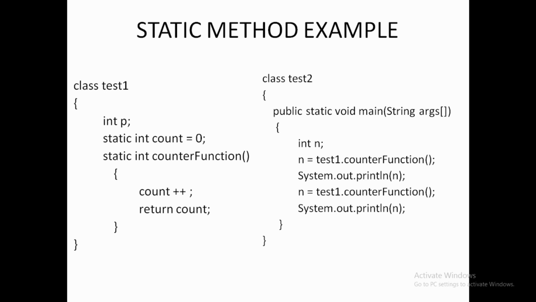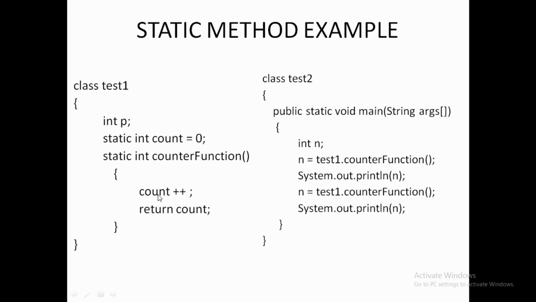Apart from that, inside the class where a static member is defined, a static method can only access another static member of that class. That means as the counter function here is a static method, it can only use this count variable as it is also a static member of this test1 class. But if we try to use the variable p, which is a non-static member of the test1 class, then there will be a compile time error.